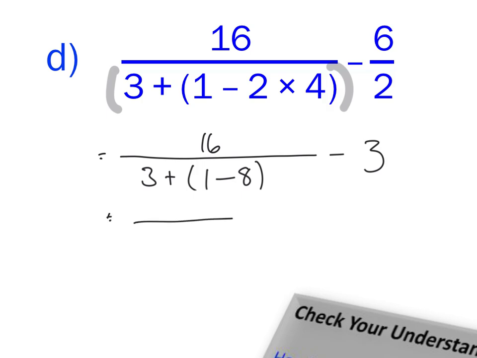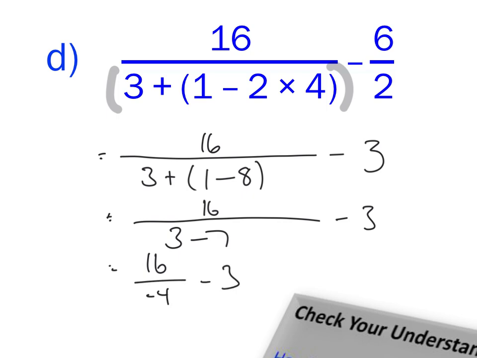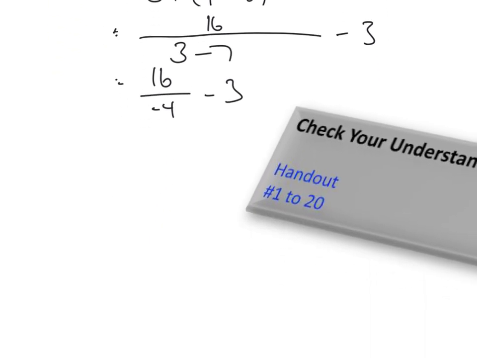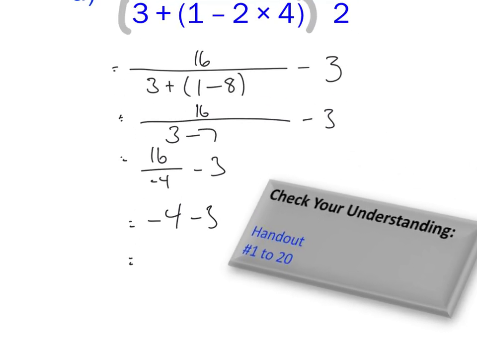Now we'll go back to the bottom, and we still have brackets, 1 minus 8. What's 1 minus 8? Negative 7. So 3 minus 7. What's 3 minus 7? Negative 4. What's 16 divided by negative 4? Negative 4. And then negative 4 minus 3 is? Negative 7.